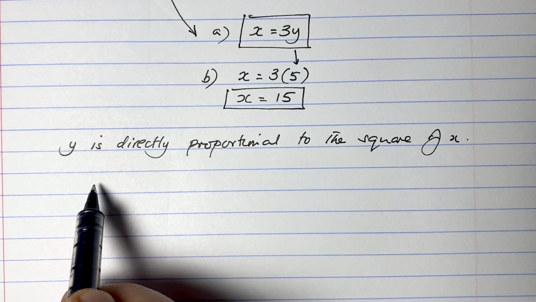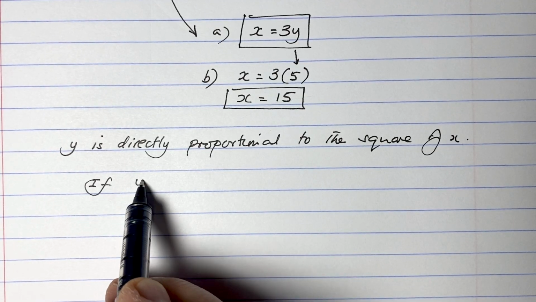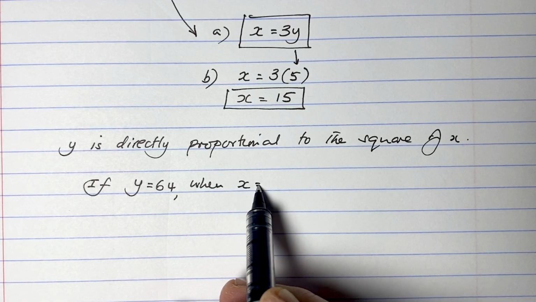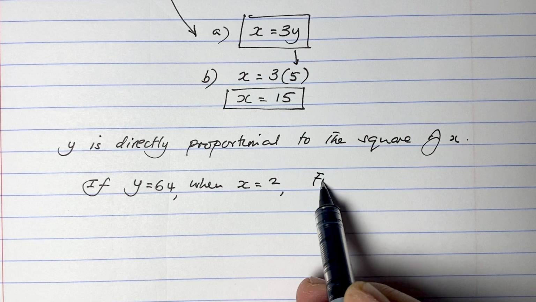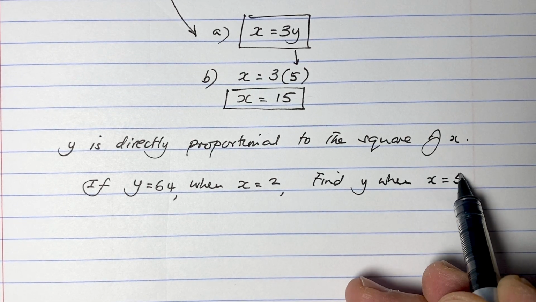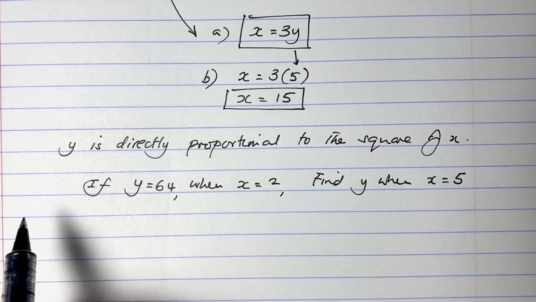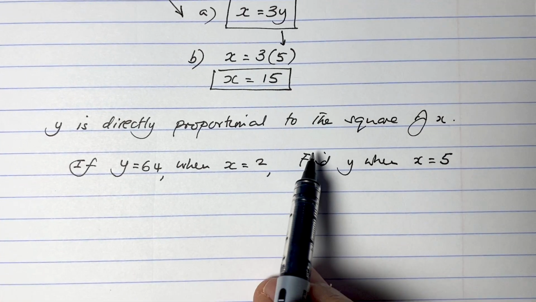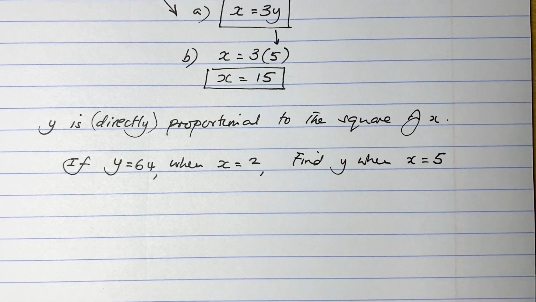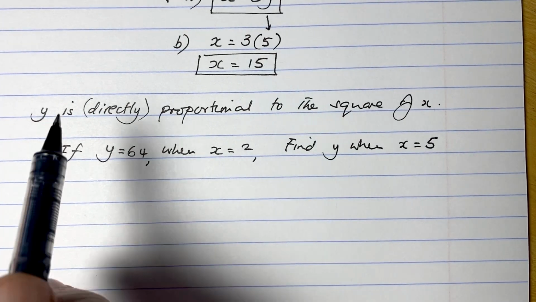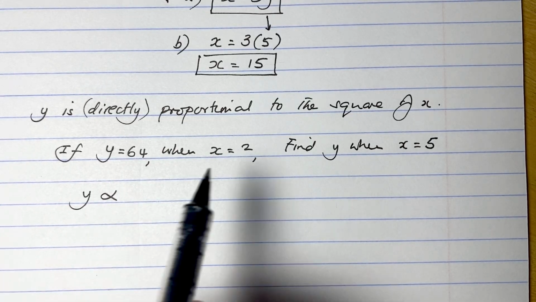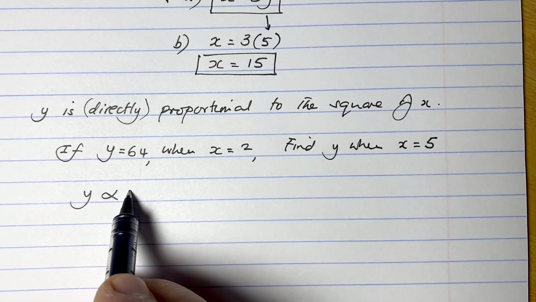So given y equals 64 when x equals 2, find y when x equals 5. So they may write it like that. All the information you need is here. First, you're told that it's directly proportional, or the word direct, as I mentioned before, could be omitted. So here we go. Y is proportional, directly, to the square of x, or x squared.